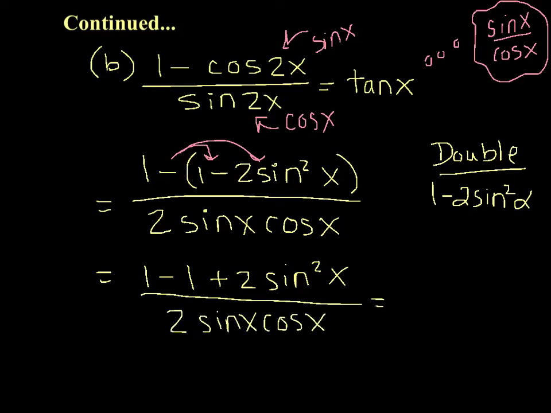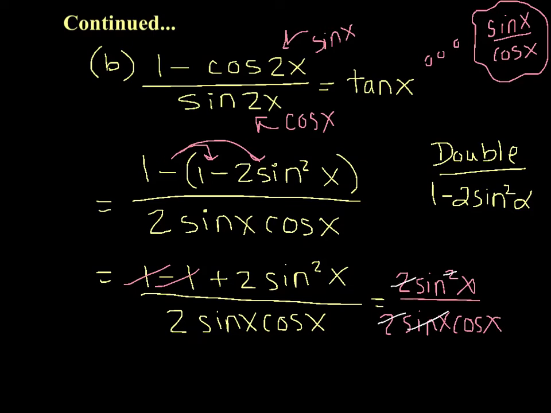I'll work this way a little bit. The ones are going to cancel. And then I'll have 2 sine squared x over 2 sine x cosine x. So now you have the ability to cancel out one of the sines and cancel out the 2's. There you go. You have sine x left up top over cosine x, which we all know by this point is tangent x.